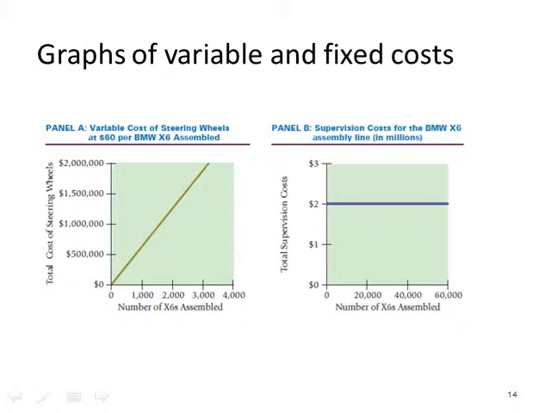Now granted, that's scalable, and it may not be a completely straight line, but a line certainly that doesn't have the same slope as the panel A line.